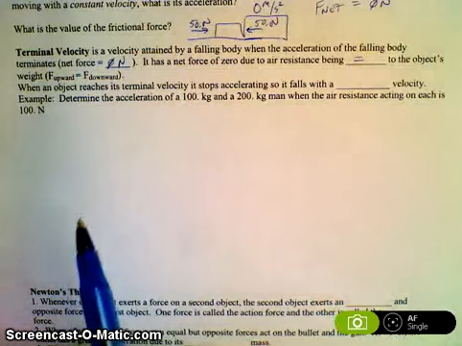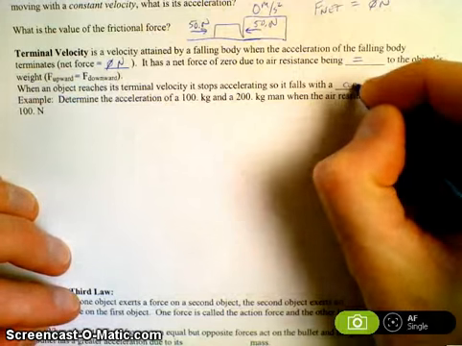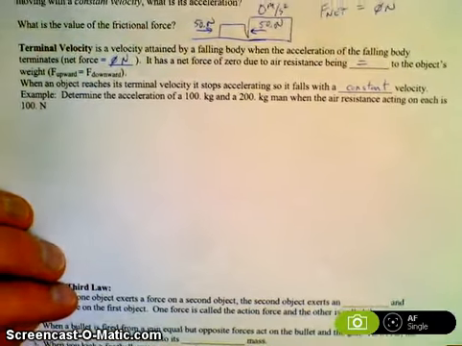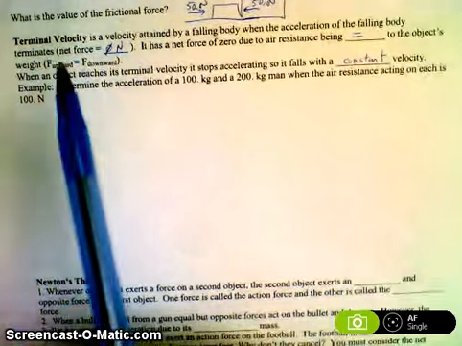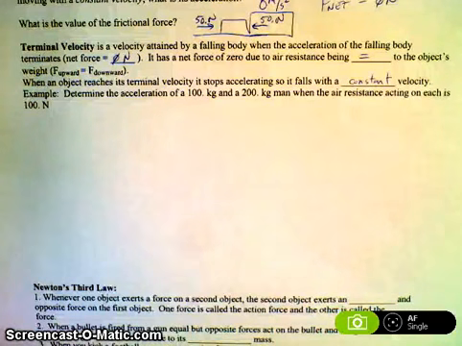And when an object reaches its terminal velocity, it stops accelerating, so it falls then with a constant velocity. And we call that constant velocity its terminal velocity. Terminal meaning that it's stopped accelerating. Okay, its acceleration is terminated. Doesn't mean it's not moving, it's just not accelerating.